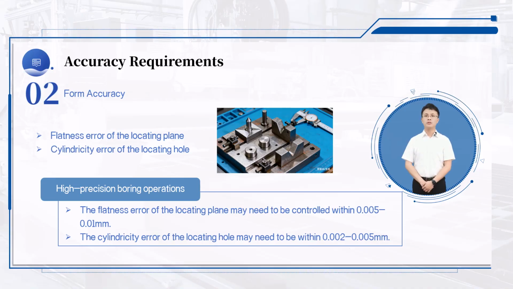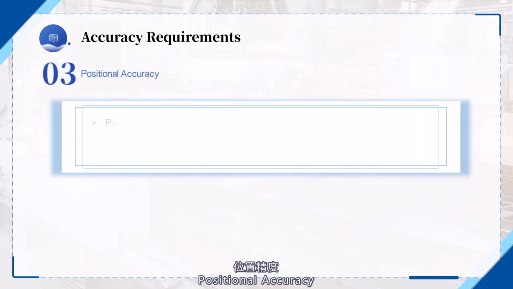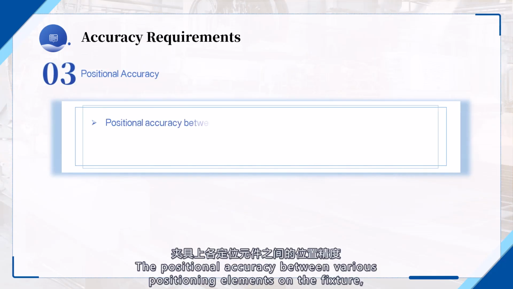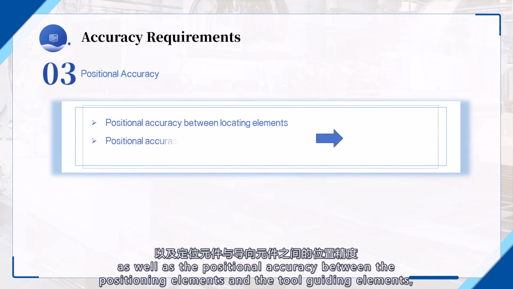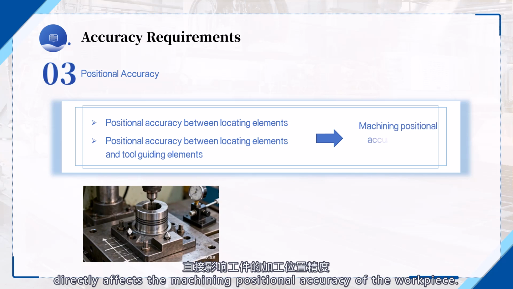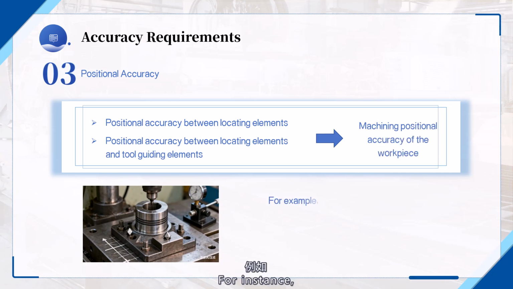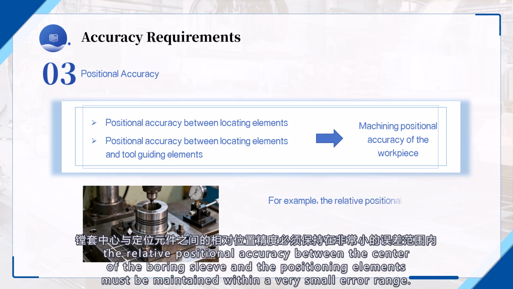0.005 millimeters. Positional accuracy. The positional accuracy between various positioning elements on the fixture, as well as the positional accuracy between the positioning elements and the tool guiding elements, directly affect the machining positional accuracy of the workpiece. For instance, the relative positional accuracy between the center of the boring sleeve and the positioning elements must be maintained within a very small error range.